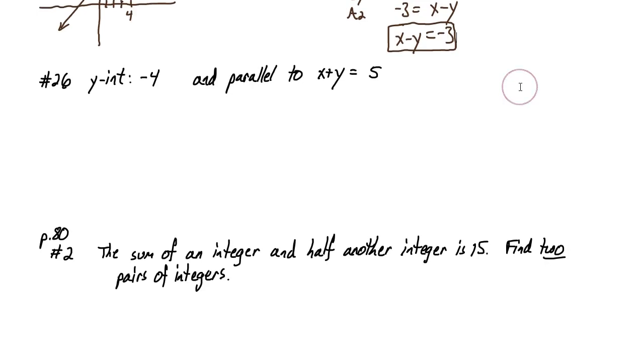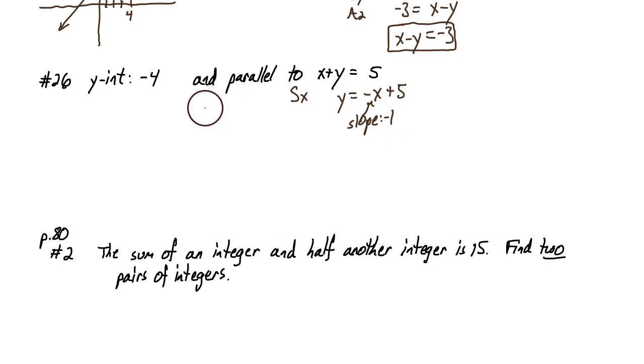Number 26. Write an equation for a line with a y-intercept of -4, and it is parallel to this line. Parallel lines have the same slope. Let's figure out the slope of this one. Subtract x from both sides. Y equals -x plus 5. This is slope-intercept form, and the coefficient of x is the slope. So the slope is -1.